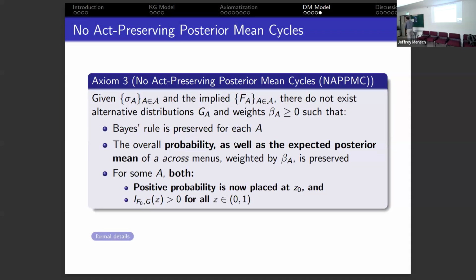Okay, so I am able to extend my axiom from what I had regarding Bayesian persuasion over posteriors to Bayesian persuasion over posterior means by use of a similar axiom, which I have even longer now, with no preserving posterior mean cycles. And I highlighted the differences in bold. So given the implied prior distributions of posterior means, there can't be alternative distributions and weights that are non-negative, such that the preserved Bayes rule, as well as the overall probability, as well as the expected posterior mean of a particular action across menus. And finally, we need to have a new additional condition. Now we need that for some A, in order to violate this axiom, positive probability is placed at Z0, and the mean preserving contraction constraint is not binding for any point in the interior of the interval.